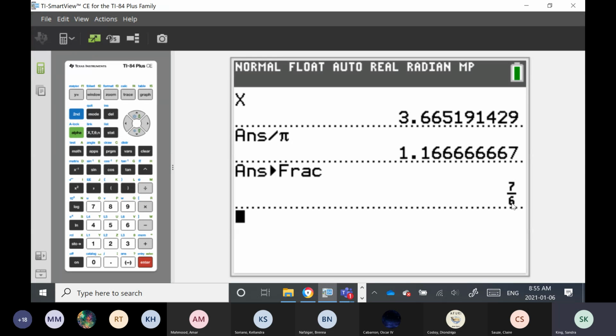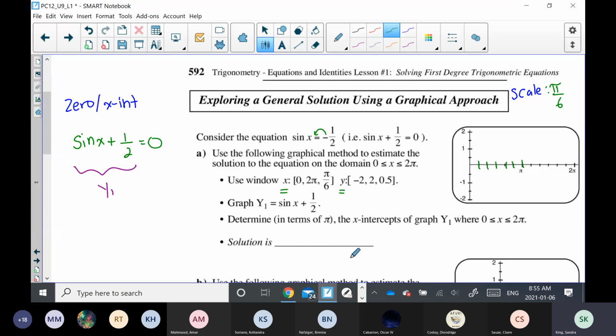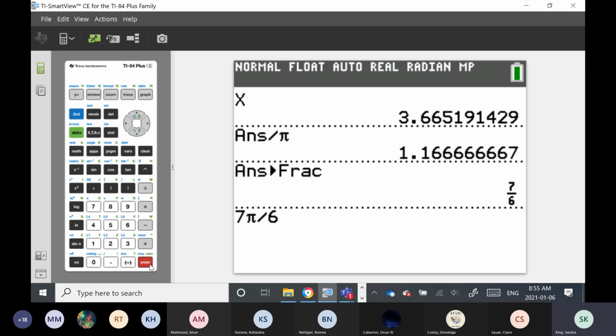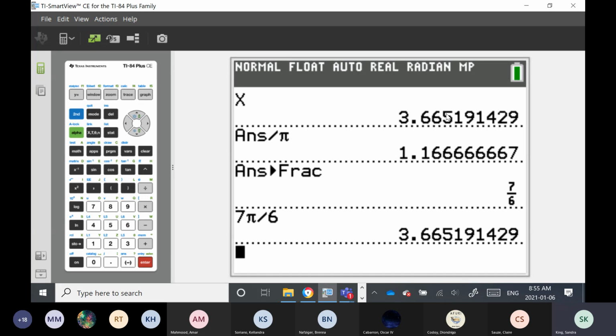So one of my answers, that first x-intercept, is 7 pi over 6 radians. So the solution is 7 pi over 6. That's one of my solutions. Just to double check, remember I said this was the answer here because that was the 0. I'm just going to type in 7 pi divided by 6 and see if I get this exact answer. So 7 pi, divide that number by 6, and you get that exact answer.